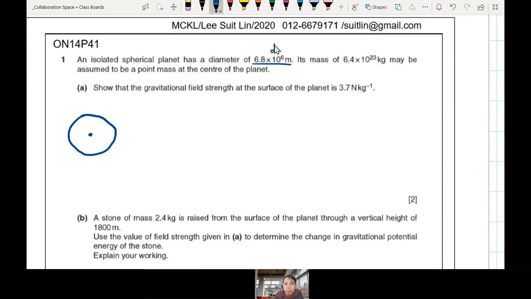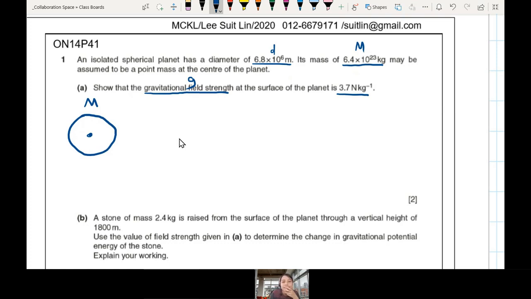Diameter D, quite big. Mass, super heavy, mass M. Assume it to be a point mass at the center. So assume it's a sphere, so all the mass can be considered concentrated. Show that the gravitational field strength at the surface is 3.7 N per kg.